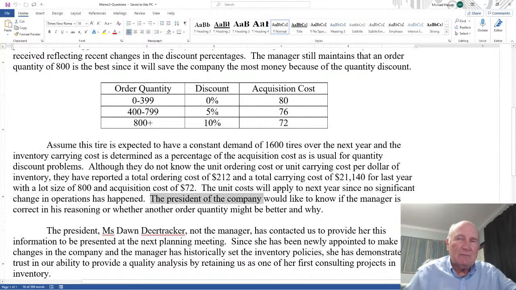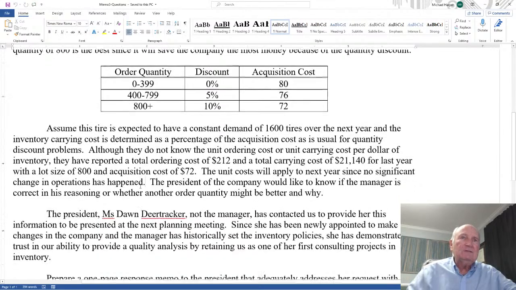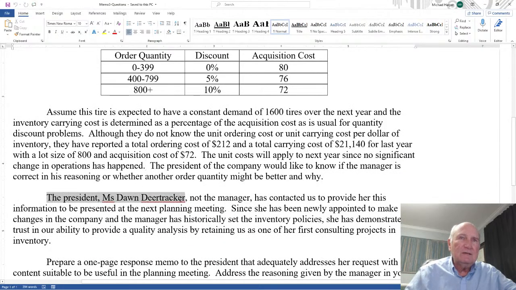The president of the company would like to know if the manager is correct in his reasoning or whether another quantity might be better and why. Okay, so the president, not the manager, has contacted us to provide her the information to be presented at the next planning meeting. Since she has been newly appointed to make changes in the company and the manager has historically set the inventory policies, she has demonstrated trust in our ability to provide a quality analysis by retaining us as one of their first consulting projects in inventory.